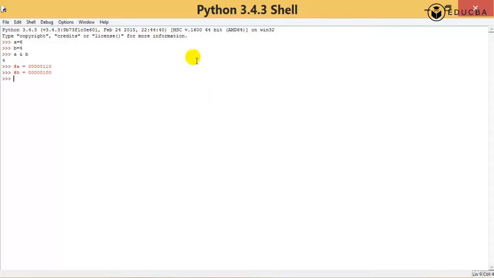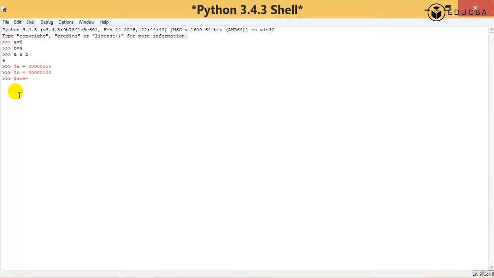So now, when you do an AND, you're going to do a bitwise AND, which means this 0 is going to be ANDed with this 0. This 0 is going to be ANDed with this one. This one is going to be ANDed with this one. So what is going to be the answer?